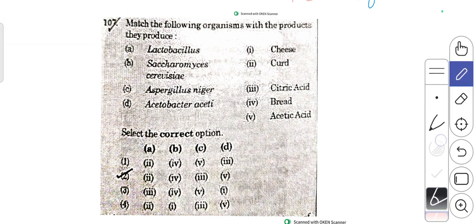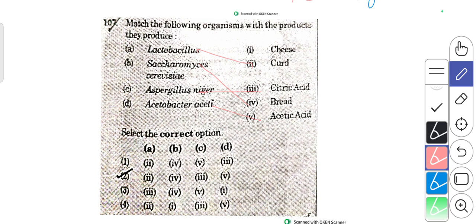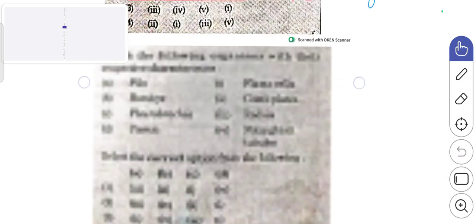It is again from the uses of bacteria in human welfare. Lactobacillus always helps in the formation of what? Curd. Saccharomyces cerevisiae, that is bread preparation. Aspergillus niger, that is citric acid. Then Acetobacter aceti, that is acetic acid. So the correct option for this one, that is A2, B4, C3 and D4, that is the second one. So it is the right answer for this one. So we'll discuss the next question.